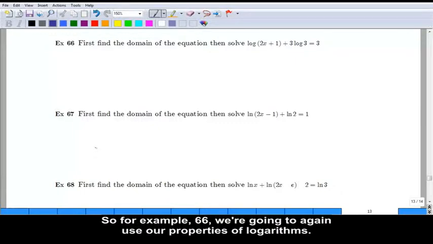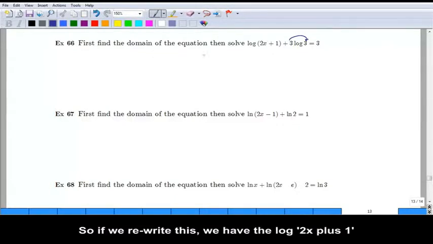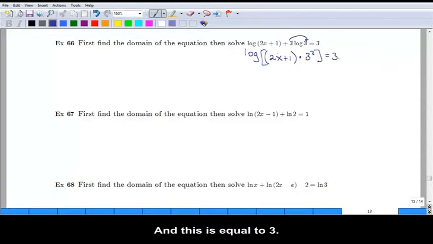So for example 66, we're going to again use our properties of logarithms. The 3 outside is going to come up as our exponent on the 3 inside. If we rewrite this, we have the log of 2x plus 1, and then we are multiplying because we've got addition, 3 cubed, and this is equal to 3.